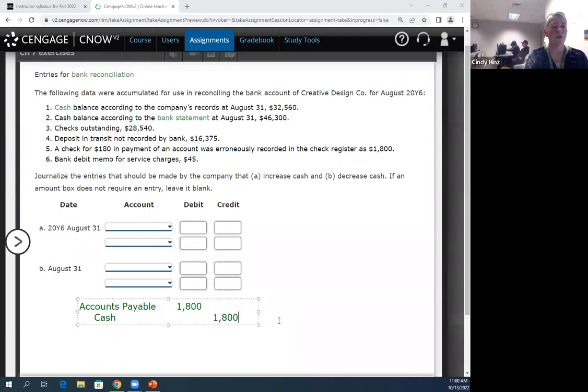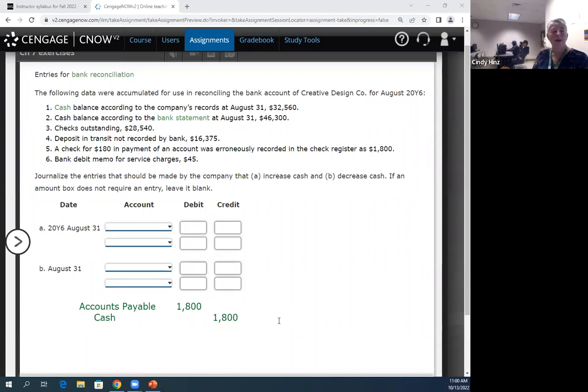And so if this is the original entry that we know now should have said 180, but it actually said 1,800. If we were doing the 2-step correction, we would just reverse this entry. We would debit cash for 1,800 to put that back in, and we would credit accounts payable to put the accounts payable back in. Then we would put in the correct entry, a debit to accounts payable of 180 and a credit to cash for the same amount.